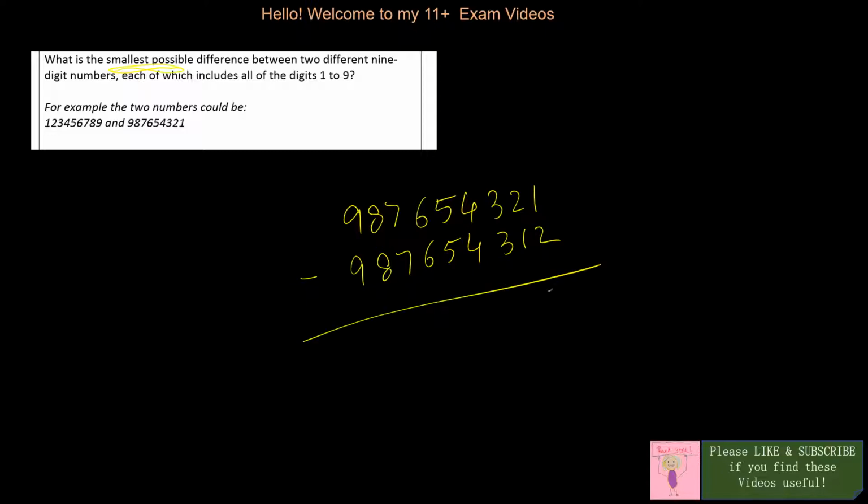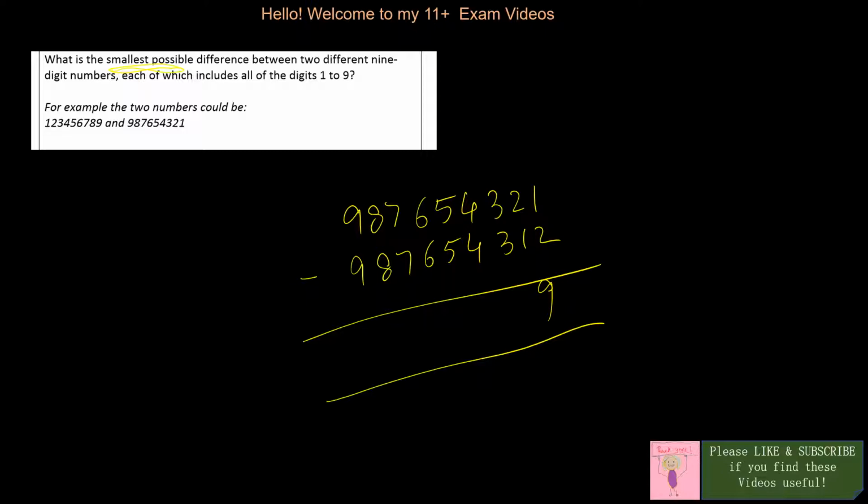So if you have something like this, let's keep it simple: 9 8 7 6 5 4 3 2 1, and then I subtract 9 8, so I have to keep the rest of the numbers the same, and then 3 2 1, then I have to subtract 3 1 2. You see the difference is 9, isn't it? It can't be anything else. That's the smallest. Now you can try out any combination you like.